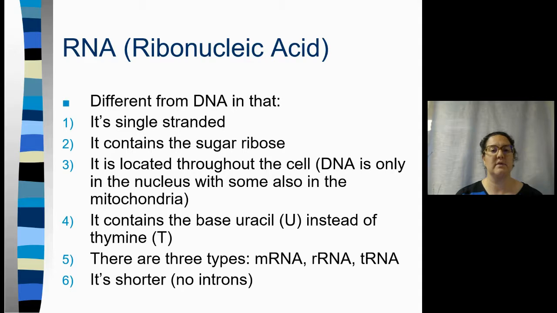So RNA is different from DNA in the sense that it's single-stranded and is able to get out of the nucleus in the cell. It contains the sugar ribose instead of deoxyribose. It's located throughout the cell, whereas DNA is found in the nucleus of the cell, and the mitochondria incidentally has its own DNA. It contains the base uracil instead of thymine, and there are 3 types: mRNA, rRNA, and tRNA. Messenger RNA, ribosomal RNA, and transfer RNA. And it's shorter. There are no introns. There's no part of RNA that doesn't code for proteins.